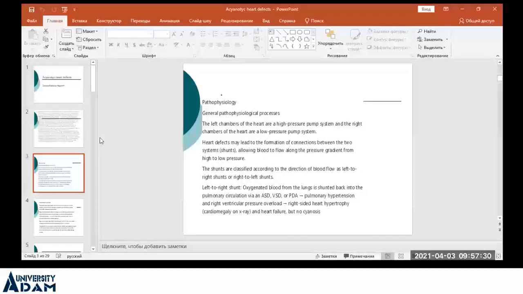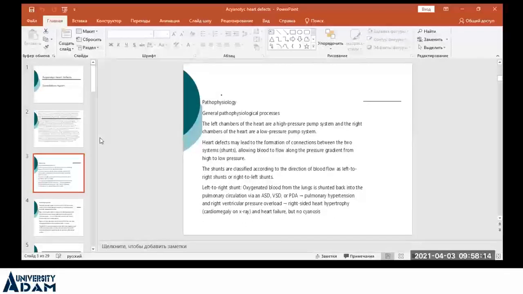Common pathophysiology to all acyanotic heart defects. The left chambers of the heart are a high pressure pump system, and the right chambers of the heart are a low pressure pump system. Heart defects may lead to the formation of connections between the two systems, shunts, allowing blood to flow along the pressure gradient from high to low pressure. The shunts are classified according to the direction of blood flow as left to right shunts or right to left shunts.